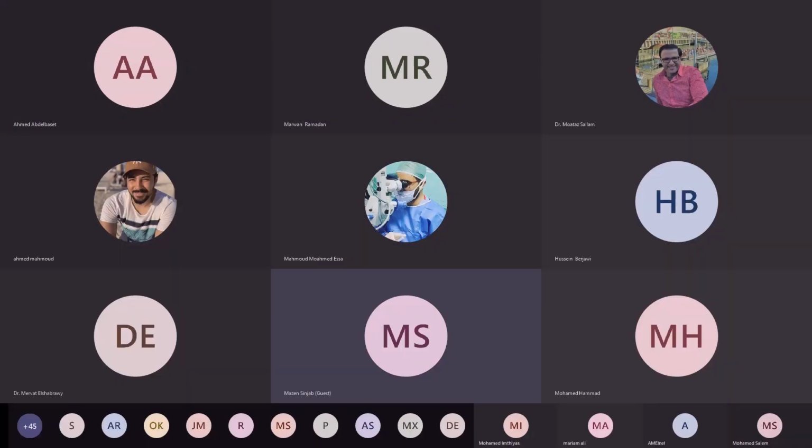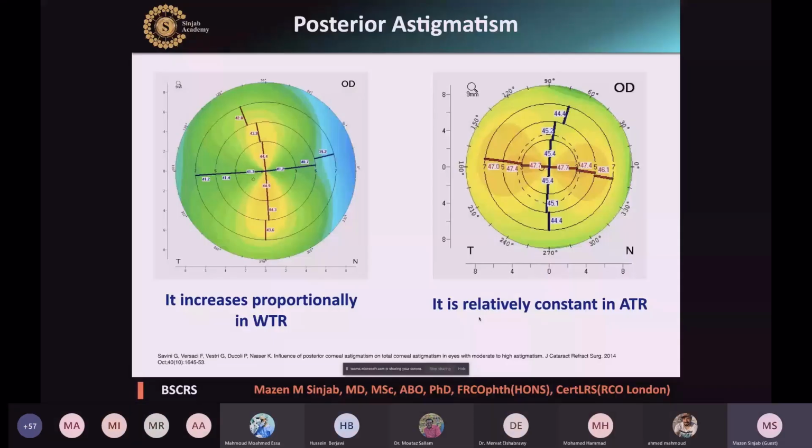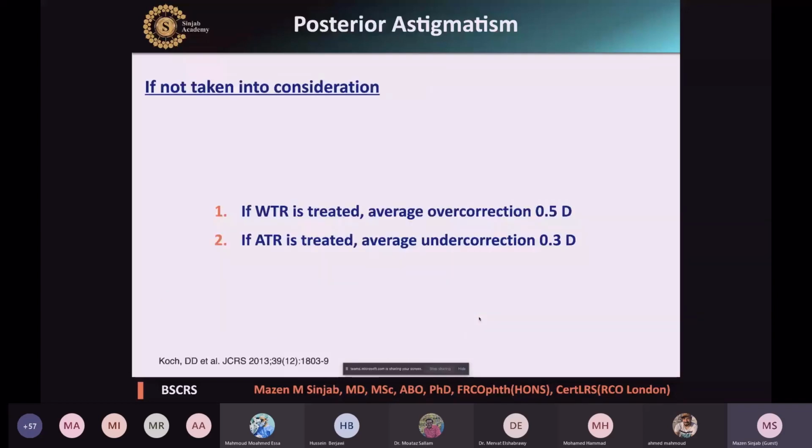astigmatism, posterior corneal surface astigmatism, into consideration in toric IOL calculation, then we will end up with overcorrection by average of 0.5 diopters if the corneal astigmatism is with the rule, and we may end up with undercorrection by about 0.3 diopters if the corneal astigmatism is against the rule.